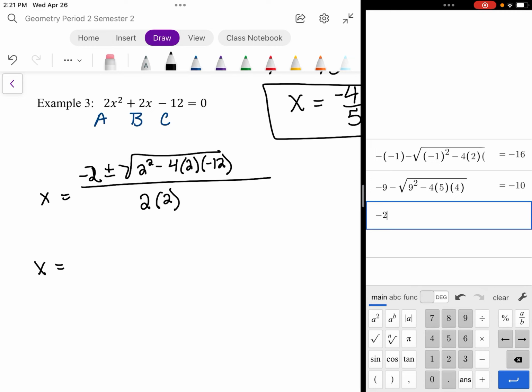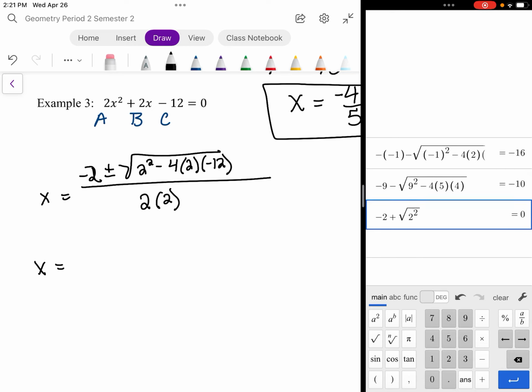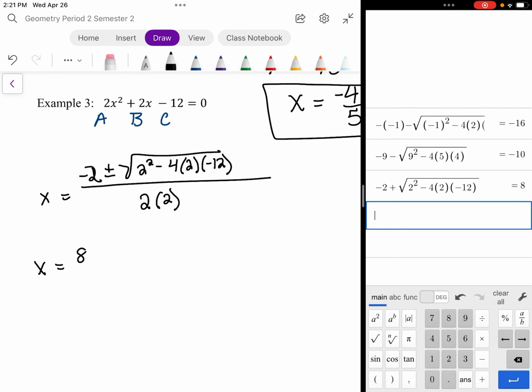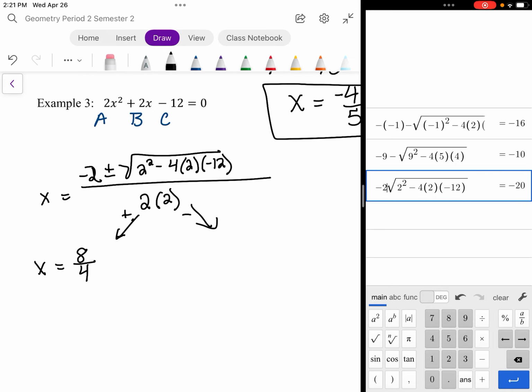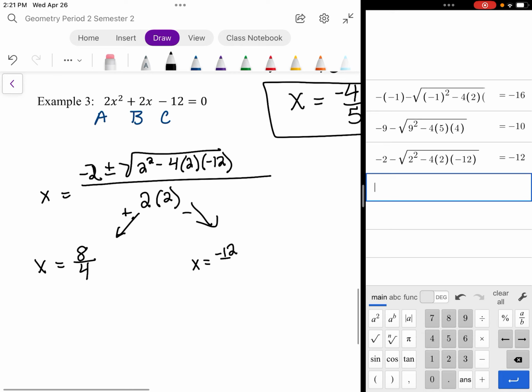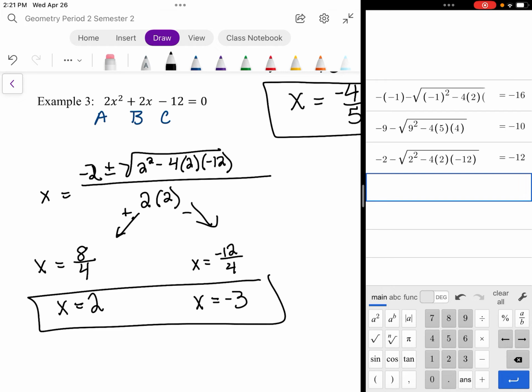So we're going to have -2, and we're going to start by adding first, plus the square root of 2 squared minus 4 times 2 times -12. This one we're going to get 8 over 2 times 2 is 4. And then we're going to do once where we are subtracting the square root. So we're just going to change that addition to a subtraction, and that gives us -12 on top over 4. So when we simplify, we're going to get our answers of 2 and -3.